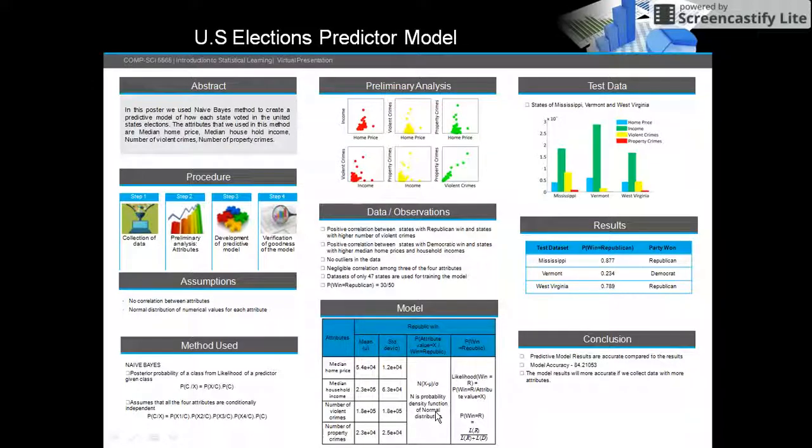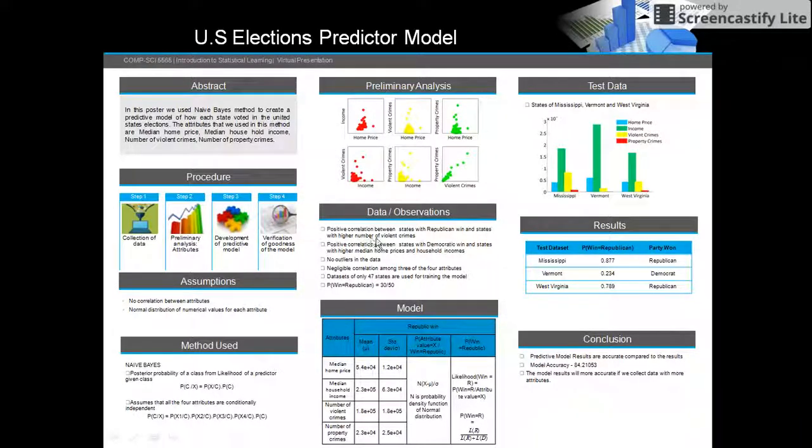since we have numeric data, we can't obtain frequency tables like in the case of categorical data. Therefore, the common practice is to assume a statistical distribution to obtain the probability density values. In this case, we have assumed a normal distribution for the numerical values of each attribute. And the final step is the calculation of the posterior probability for a Republican win.